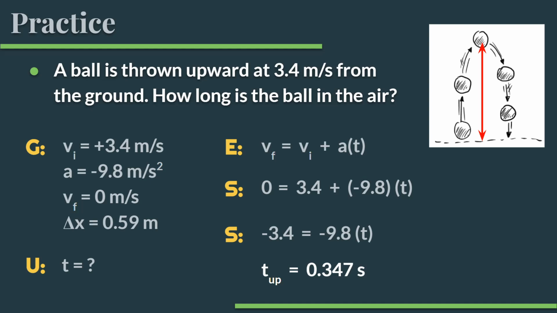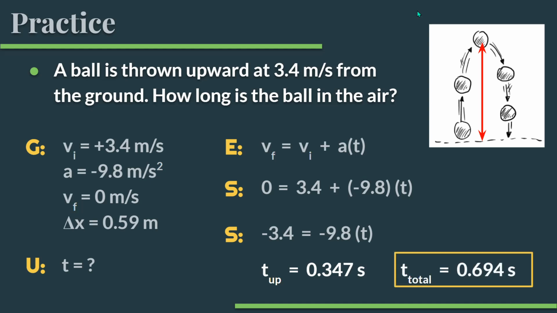If you solve for the time to max height, because you used a final velocity of 0, or because you used a displacement, in this case of 0.59 meters, you have to double the time. So the total time in the air is 0.694 seconds.